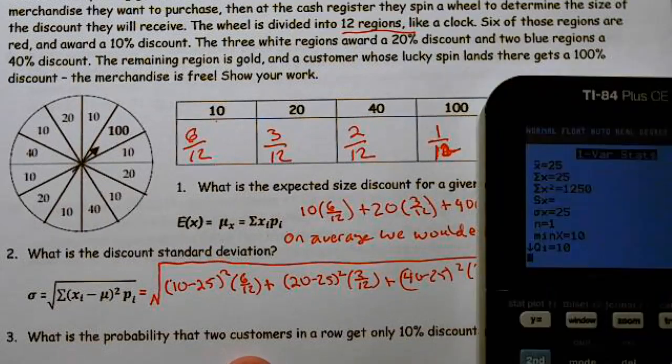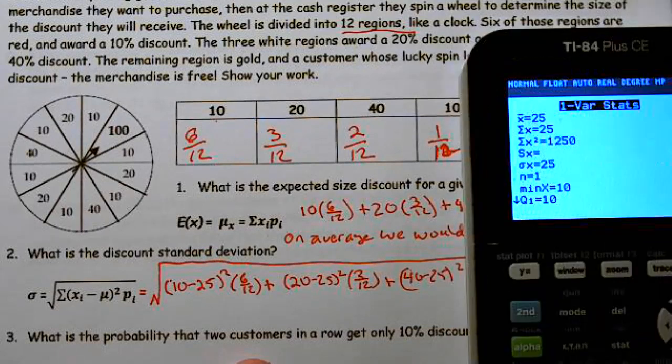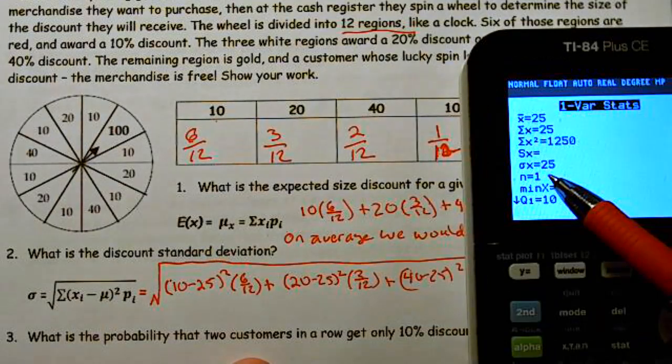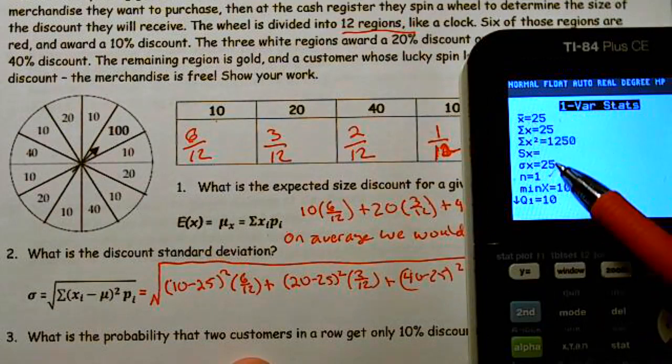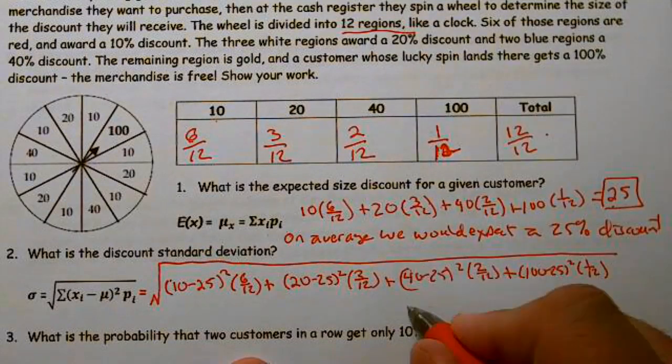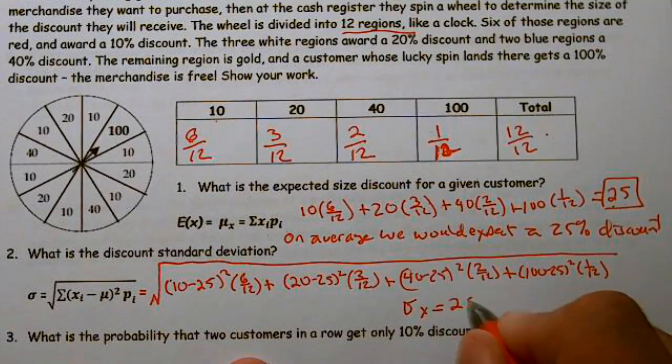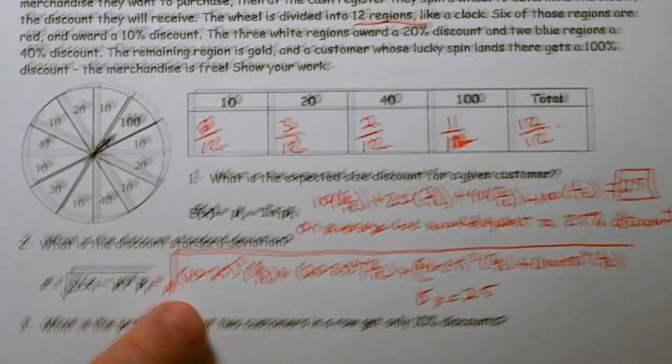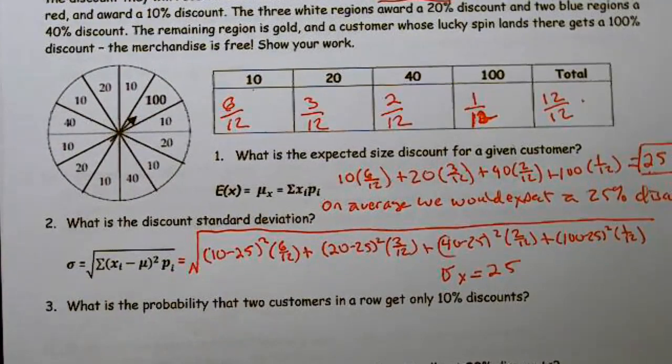The calculator automatically did the work for me already. So I just went back and there it is. On average, now it just happens these end up being the same. Don't expect that. That's just the way it worked out for this one. So the standard deviation in this case is 25. Okay. So what is the probability that two customers in a row get only 10%?